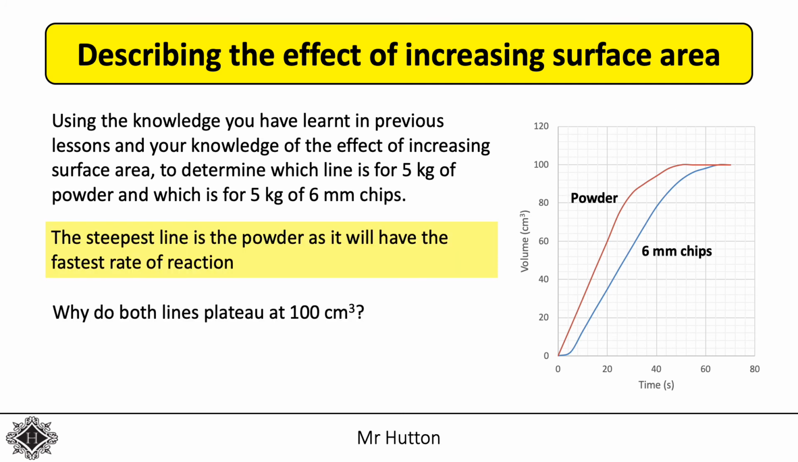Alright, hopefully you came up with the steepest line. Remember, the steepest gradient means the fastest rate of reaction, and that is the powder, whereas the less steep line is the 6mm chips. So why are both of these lines plateauing, flattening out at 100 centimeters cubed? Even though the powder one gets there quicker, why do they both level out at 100 centimeters cubed? Just think about that. Look at the question, and you may find a clue in the question there. Pause the video to have a go.